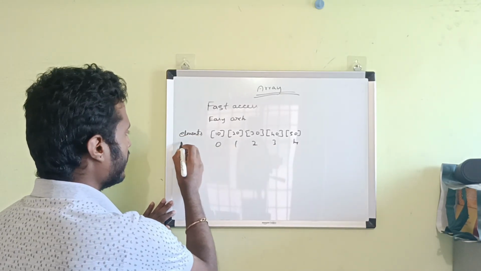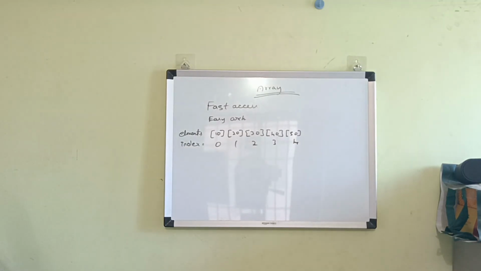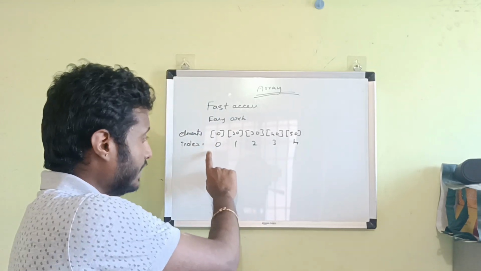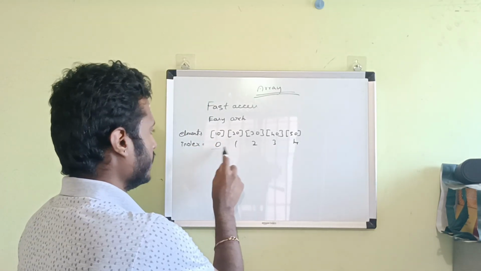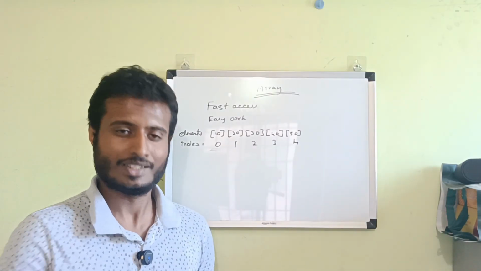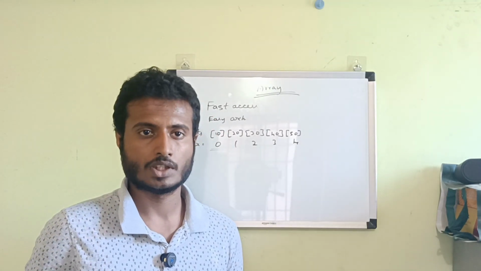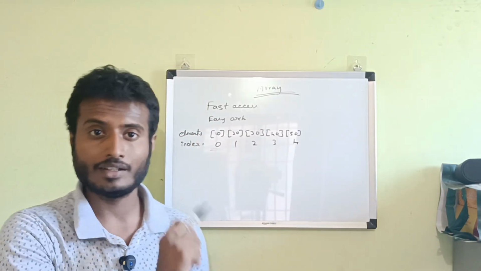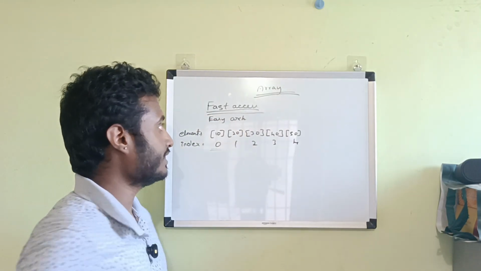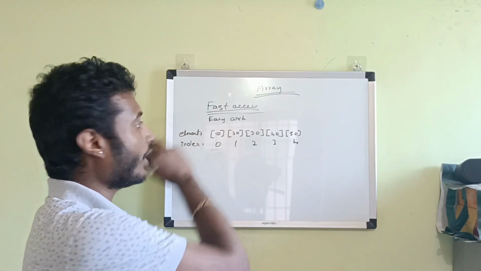The house number is called the index. And the index always starts with 0. You have to remember this. It starts with 0. This gives each element an identity. It's what I told you, the fast access, easy access. It's very easy, you have seen it. It's fast access.